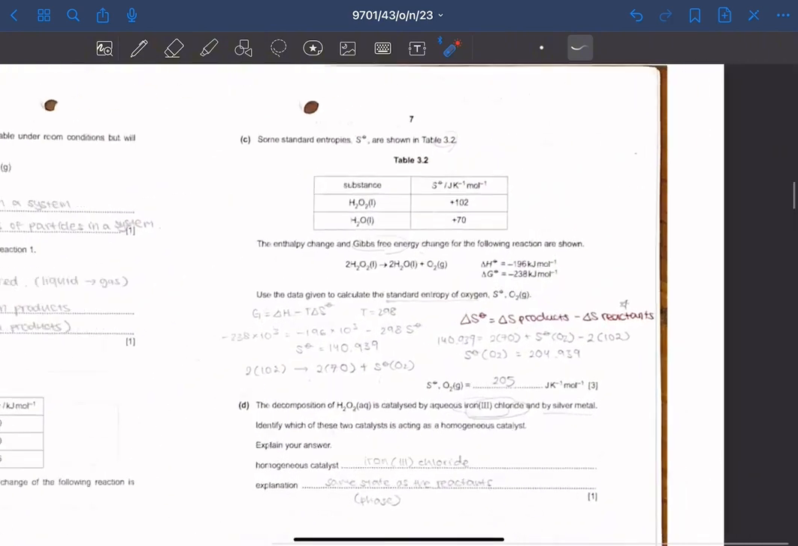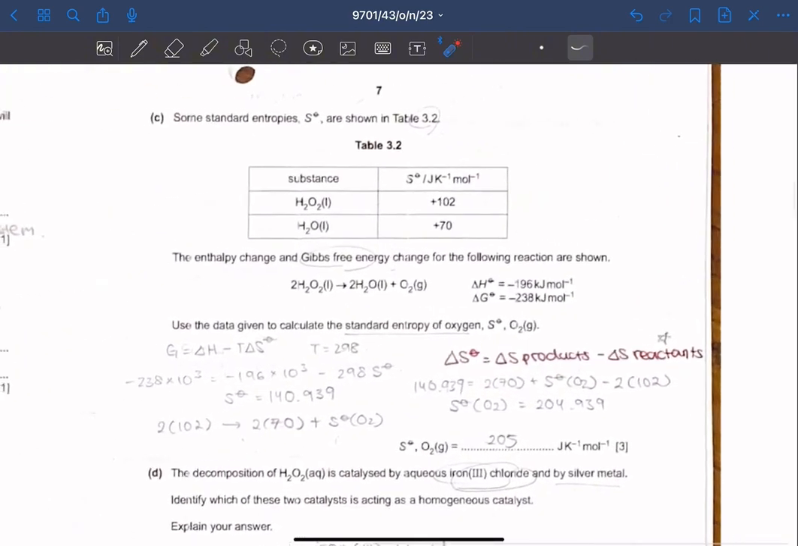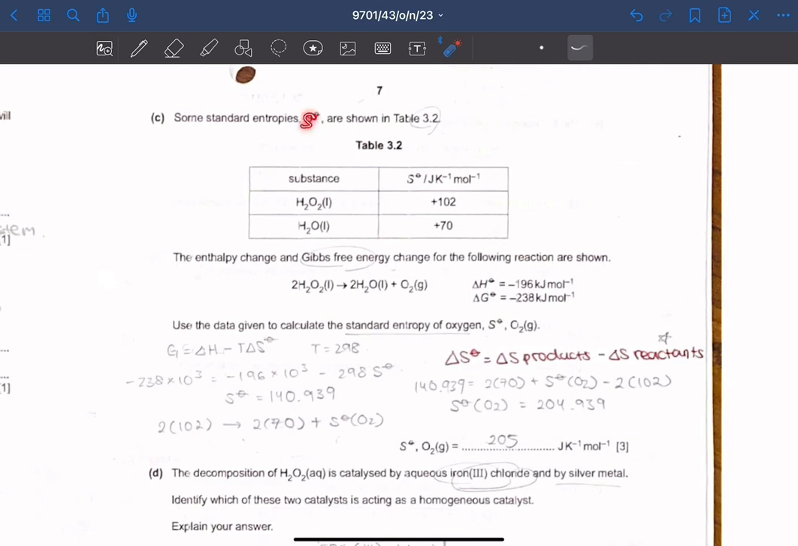Then next question, C. Some entropies, this is the sign for entropy, are shown in table 3.2. The enthalpy change and Gibbs free energy change for the following reactions are shown. These are the values. Use the data given to calculate the standard entropy of oxygen. So from the equation, if there is presence of Gibbs free energy, G is equal to delta H minus T delta entropy. Delta H is mentioned here. Delta S you should actually find.